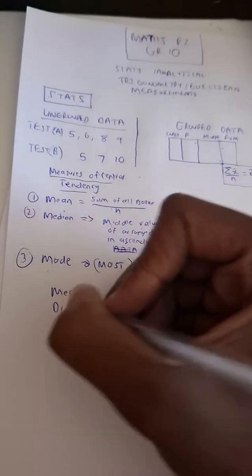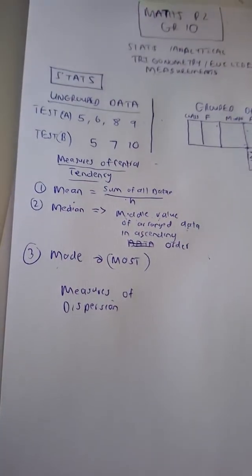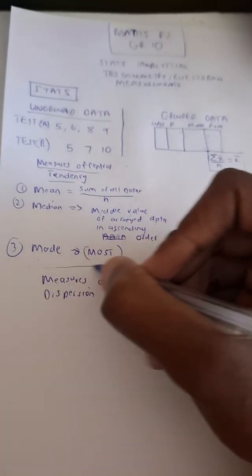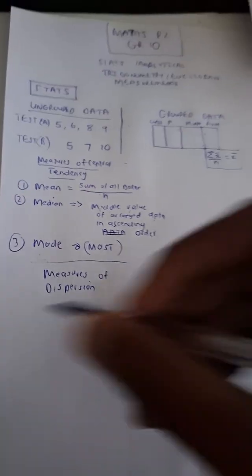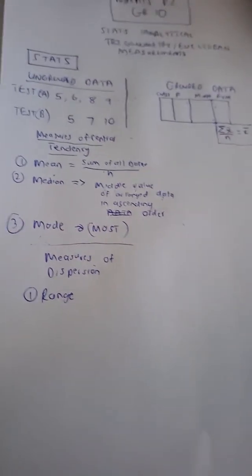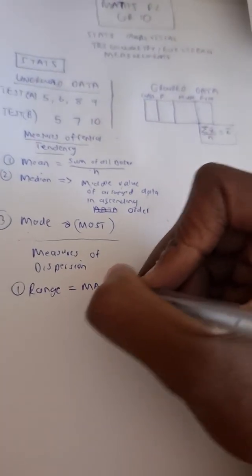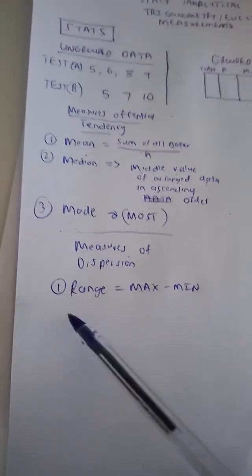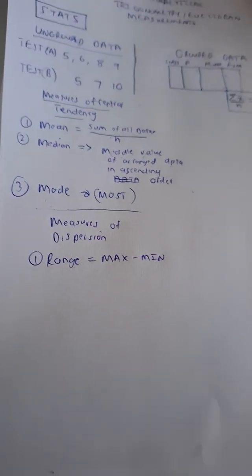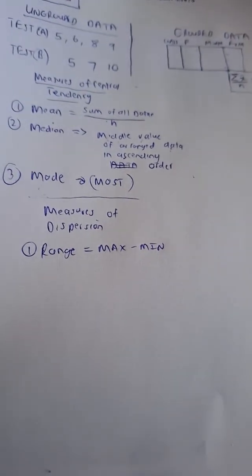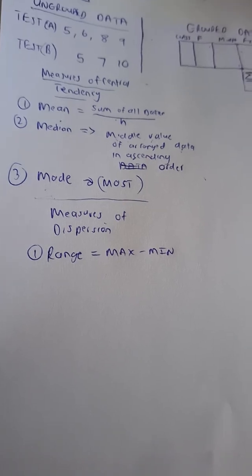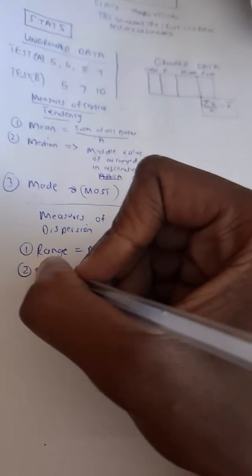Then you have your measures of dispersion. It's a measure of how spread out our data is, and under measures of dispersion, we have 1, range. That is maximum minus minimum. This is for grade 10, guys, grade 10 paper 2. Obviously this would be an introduction for grade 12, because the foundation for grade 12 is in grade 10. Range, that is your maximum minus your minimum.